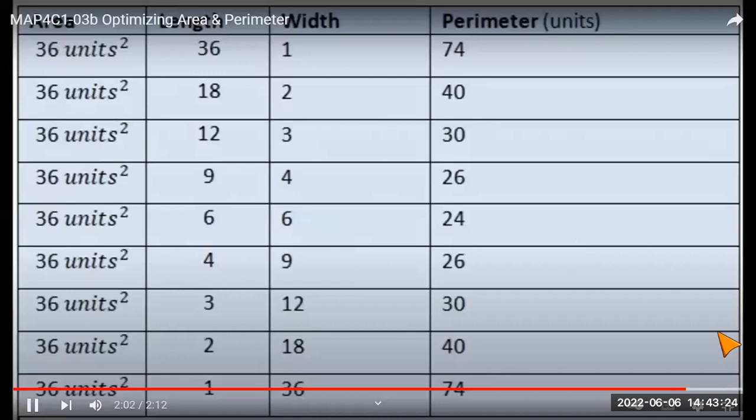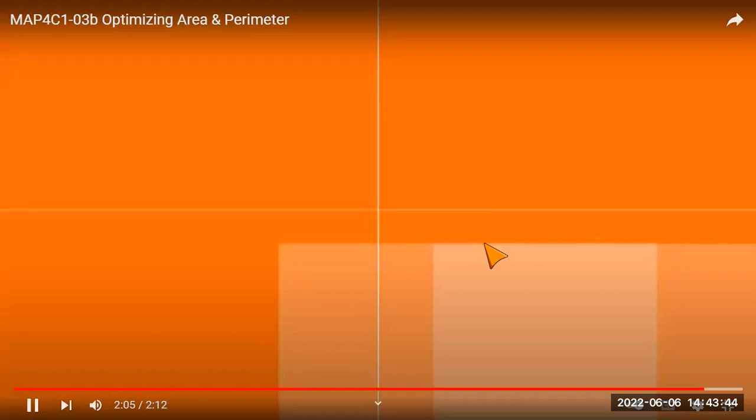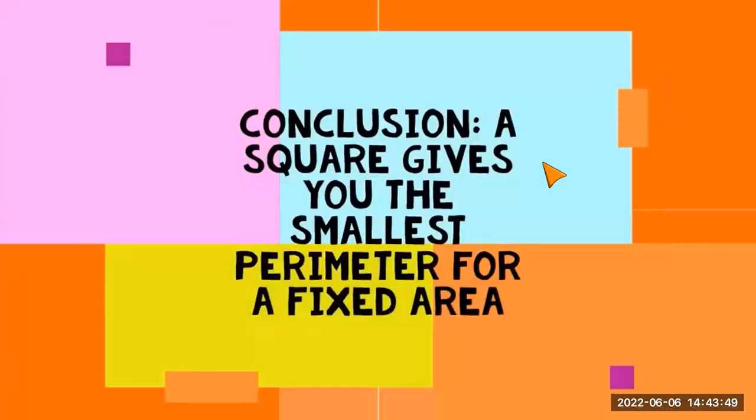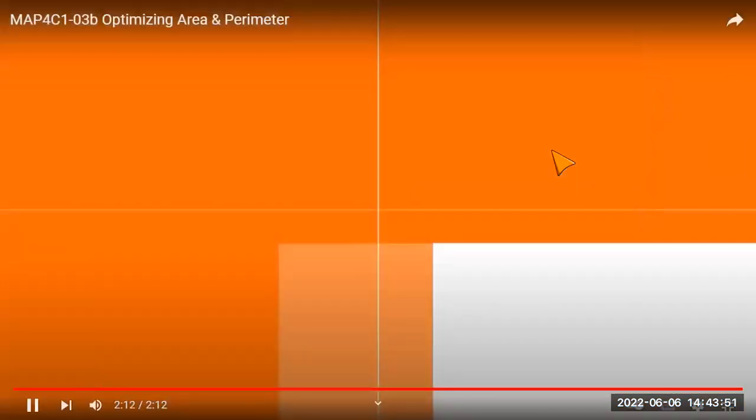Okay, so if you look at the chart, this is the chart that has all of the data. Minimal perimeter is 24, and we got that when we had the square of 6 by 6. Okay, so conclusion: a square gives you the smallest perimeter for a fixed area.